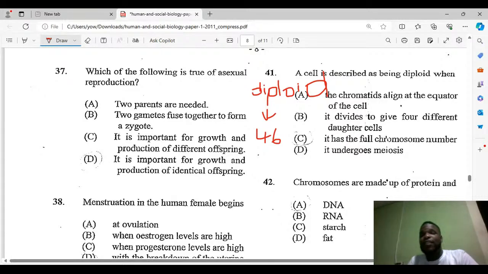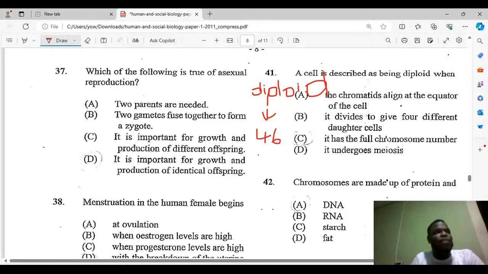That is why you have meiosis 1 and meiosis 2. Meiosis 1 creates 2 daughter cells, and then it goes through meiosis 2 and creates 2 more daughter cells to get 4 daughter cells. So from meiosis you get 4 daughter cells. With mitosis, you get 2 daughter cells, so it can't be D. So it has to be C, because C is the full number of chromosomes.